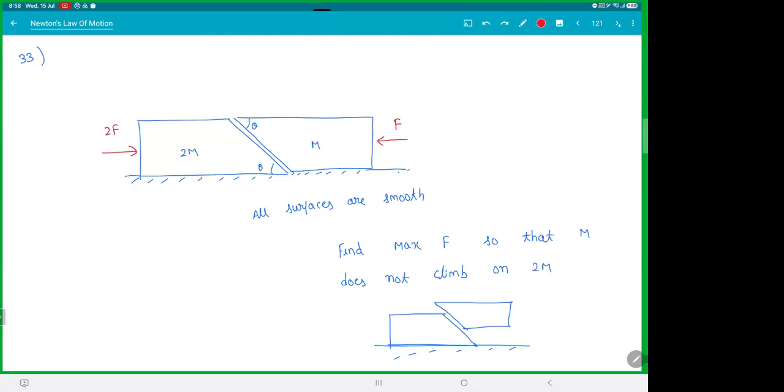So two spheres are losing contact. The wedge is losing contact with the block. Whenever you hear those words, n is becoming 0.